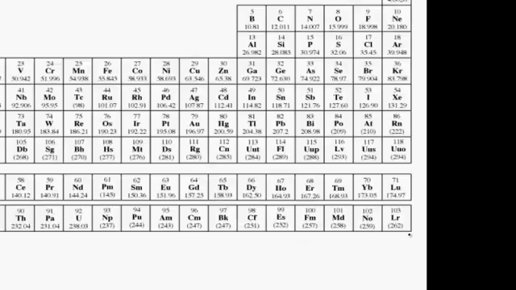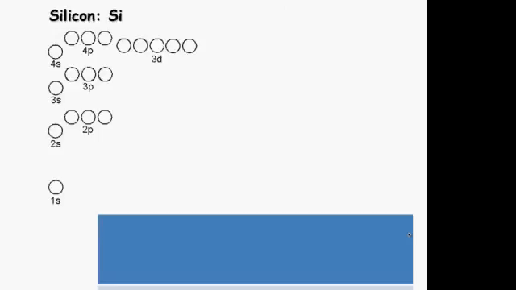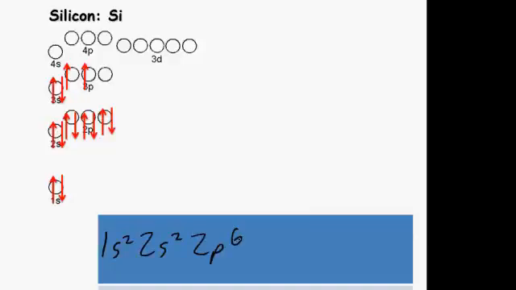Silicon. Let's look up silicon on the periodic table. There it is. It has 14. So go ahead and build it. Should look like this. Let's write the electron configuration. 1s2, 2s2, 2p6, 3s2, 3p2. And again, always add up these numbers to make sure you get the right number of electrons.